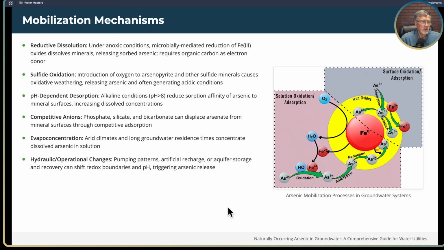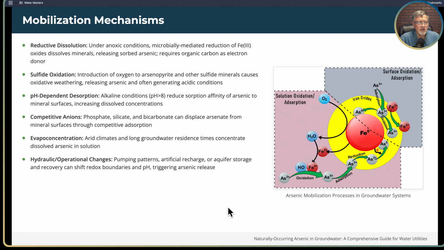So sulfide oxidation: introduction of oxygen to arsenopyrite and other sulfide minerals causes oxidative weathering, and that releases arsenic, often generating acidic conditions because the sulfate is going to produce acid conditions in the well when combined with hydrogen in the water. So you're going to get acidic conditions. So this is where pH comes into play.